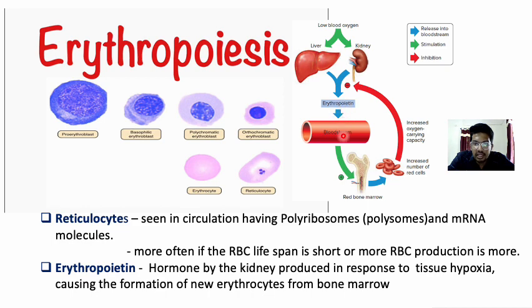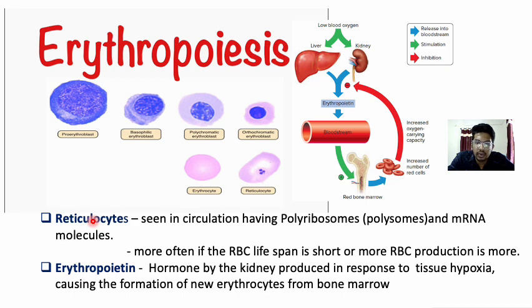The erythropoietin will reach the bloodstream, and there is an increased production of RBCs from the bone marrow, and then there will be an increased oxygen carrying capacity, and this will cause a reduction in the production of erythropoietin. This is a negative feedback. This is a very easy and simple diagram. Please keep it in your mind.